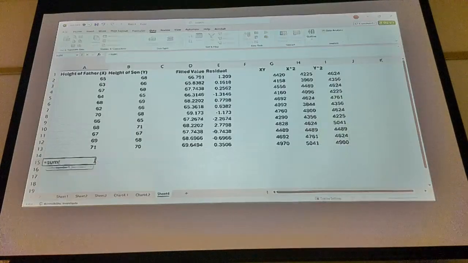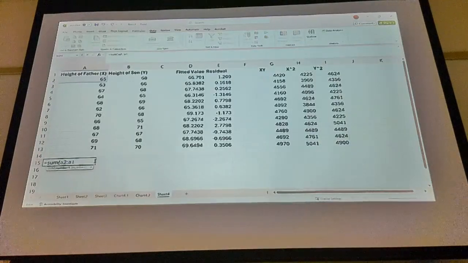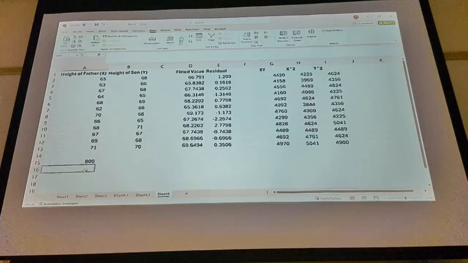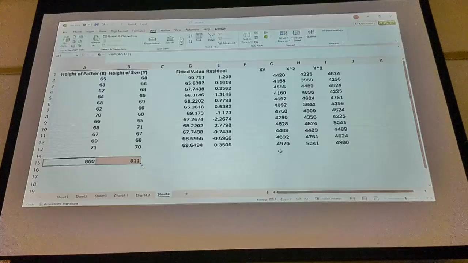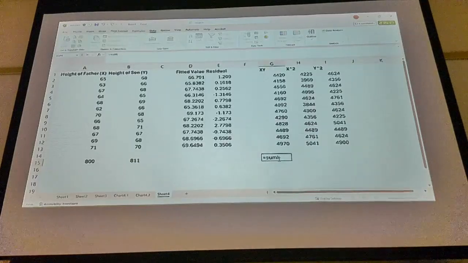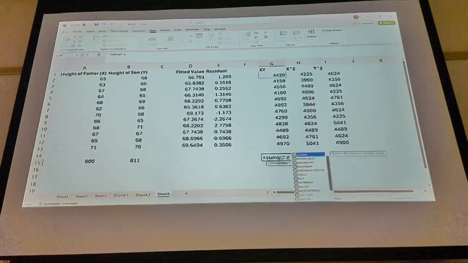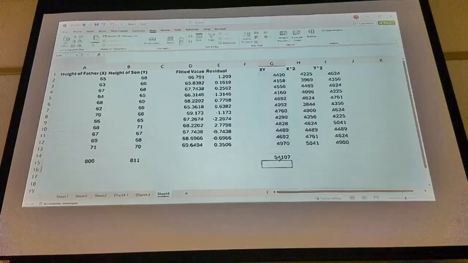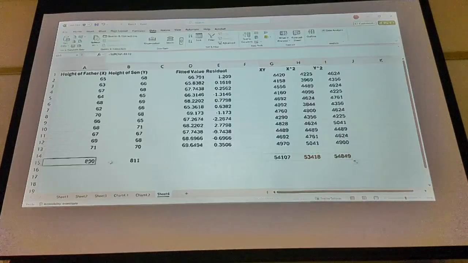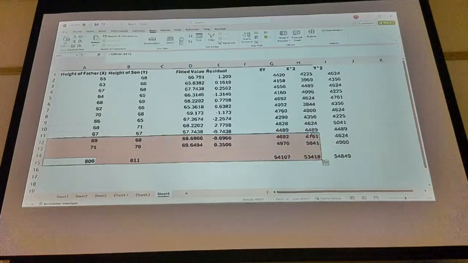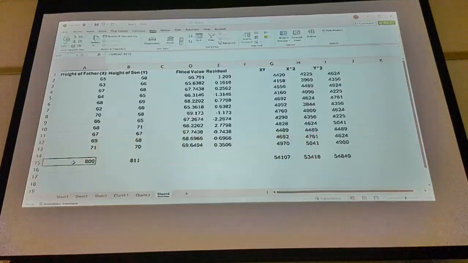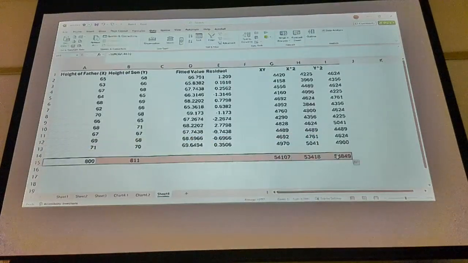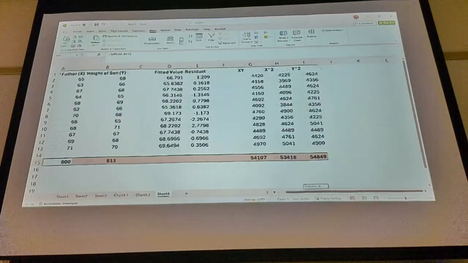Sum A2 to A13, that gives sum of x. Sum of G2 to G13 gives the sum of xy. Let's call this correlation.